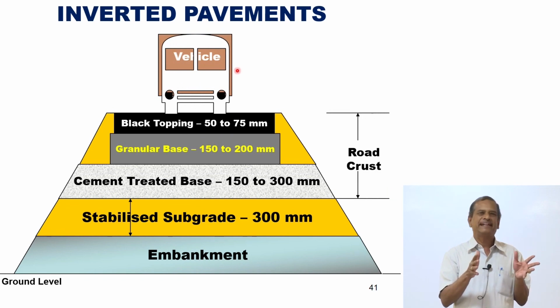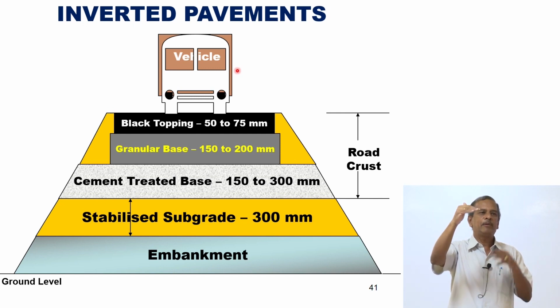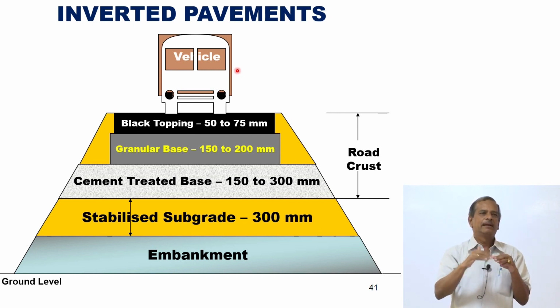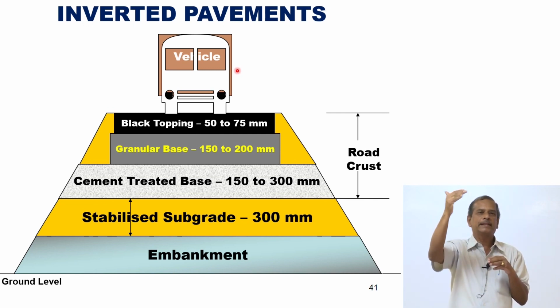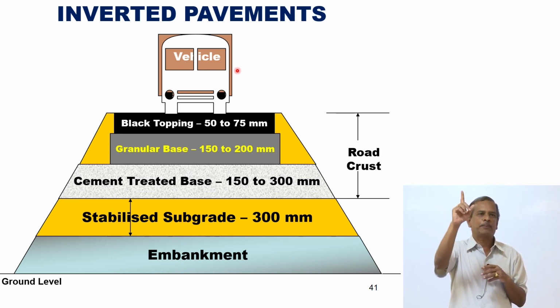What I am trying to do as an inverted pavement is that in a conventional pavement, when we talk about a bituminous pavement, I have a bituminous layer, a granular layer, a subgrade soil. The strength of the granular layer will be more than that of the soil. The strength of bituminous layer will be more than that of the granular layer. So, the strength will increase as you go from bottom to top.